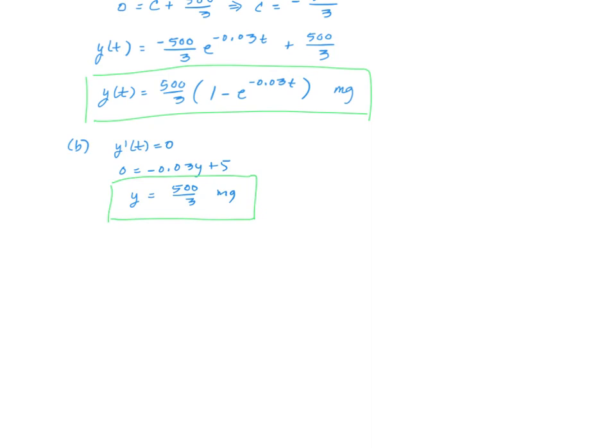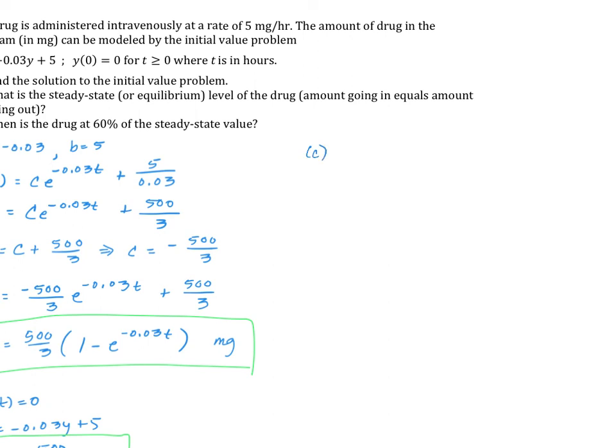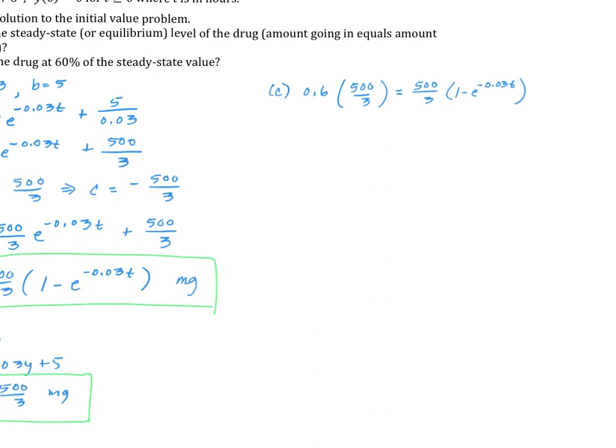Part C says, when is the drug at 60% of the steady state value? Maybe I'll come back up and look at part C. So C is saying, okay, 60% or 0.6 of our steady state value, which is 500 over 3. We want to know when this is going to happen. So that's what we're going to set the solution to the differential equation in part A equal to. So that's going to be equal to 500 over 3 in parentheses 1 minus e to the negative 0.03 t. Again, that's milligrams. Notice that the 500 over 3 can cancel on both sides. So this is the equation that I'm solving.